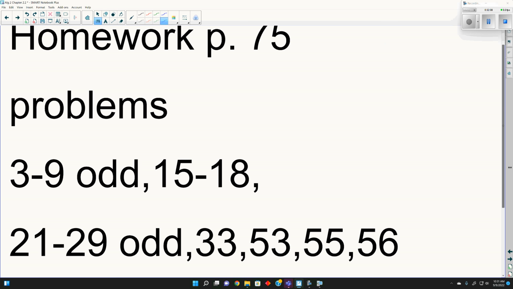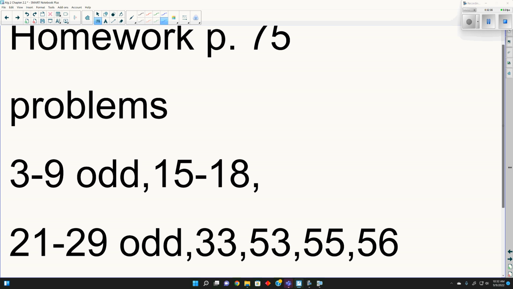So on page 75, we have 3 through 9, odd. Label the vertex and axis of symmetry. And again, we're not graphing. 3, 5, 7, 9. 15 through 18, match the graph.